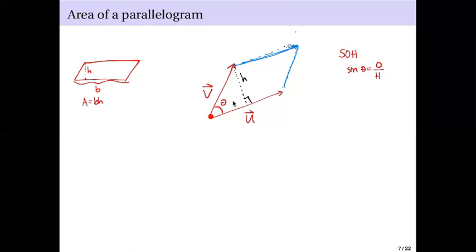Which means, from here, your small h is equal to the norm of the vector v, that's the length of this hypotenuse here, times sine theta. Okay?